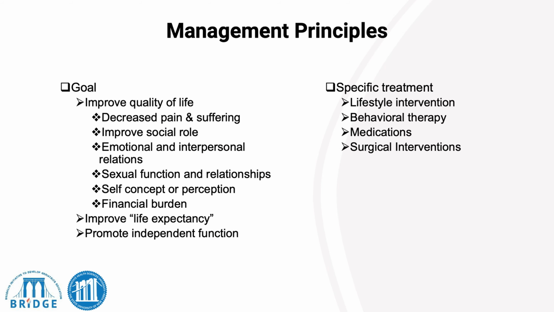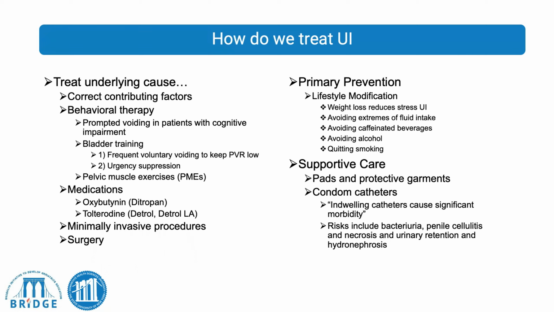How do we manage urinary incontinence? The general goals or principles include decreasing pain and suffering, improving social role, increasing emotional and interpersonal relationships, improving sexual function and relationships, improving self-perception, and finally, minimizing the financial burden. Specific treatments may include lifestyle intervention, behavioral therapy, medications, and/or surgical intervention. How do we treat urinary incontinence? Treat the underlying cause. Treat the precipitating agent. Correct contributing factors. Eliminate contributing factors as much as possible.